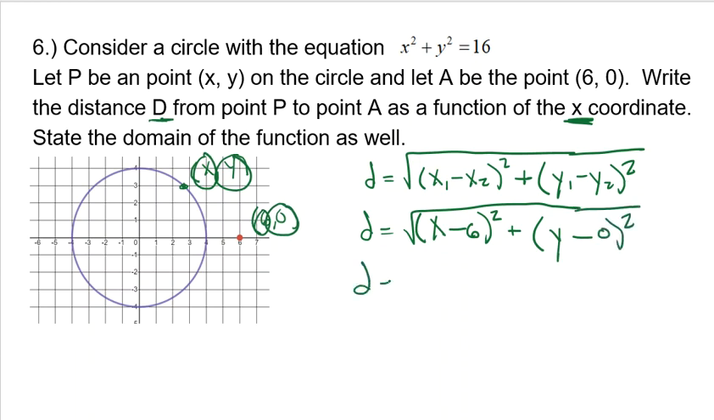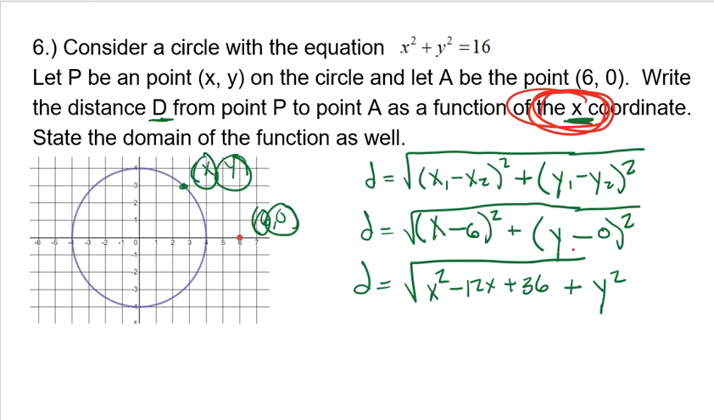So now distance equals the square root of, let's see here, x minus 6 squared, which is going to be x squared minus 12x plus 36. I actually went and squared that out. Plus y minus 0 is y, and so y squared. But remember, I wanted a function for the distance that only contains the x-coordinate. Well, that means that this y value right here needs to change. Well, check this out. Look back up here.